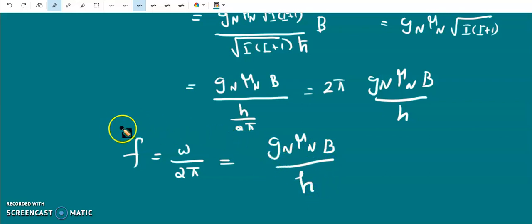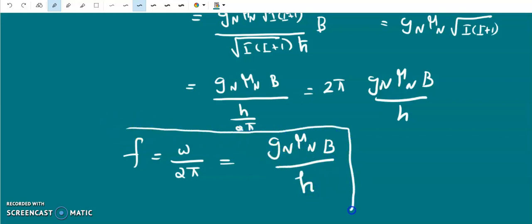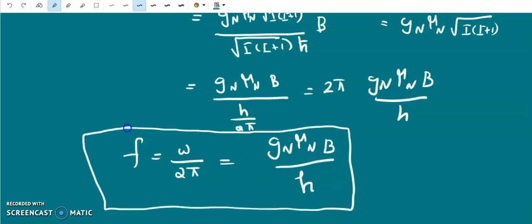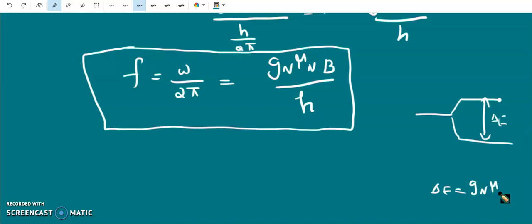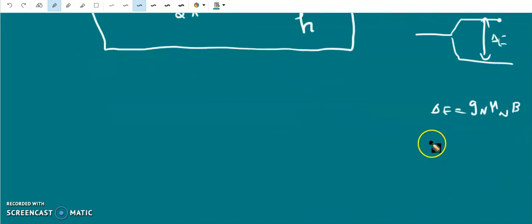So this is the expression for the Larmor frequency, and we can find that the Larmor frequency is the same as the frequency separation between the energy levels. We have seen that the energy separation between two consecutive energy levels in NMR, delta E, is equal to Gn mu n B. So the corresponding frequency separation is equal to delta E by h.